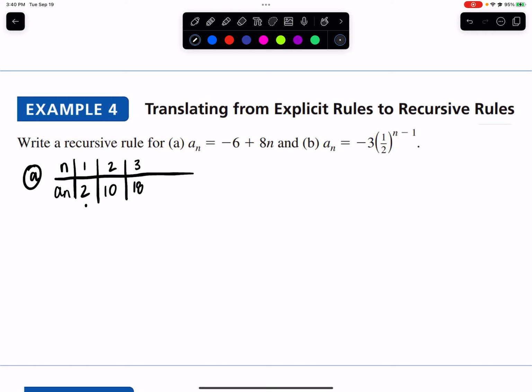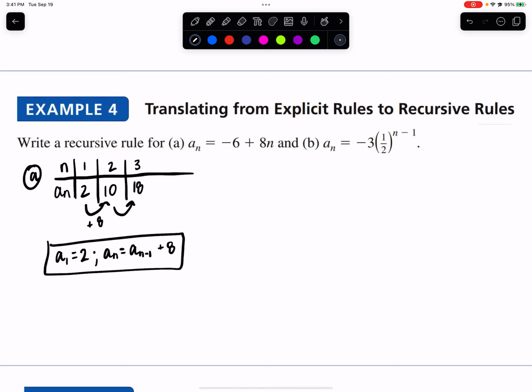And so I'm going to notice here that I am adding 8 each time, which you could have told from your explicit rule that it is arithmetic because it's a linear function. And my slope is 8. So to write a recursive rule, again, you write your first term, which we just found was 2. And then a sub n equals, arithmetic, we're taking our previous term, a sub n minus 1, and we're adding 8. So this is my recursive rule.